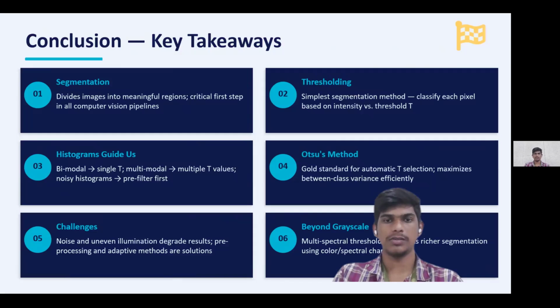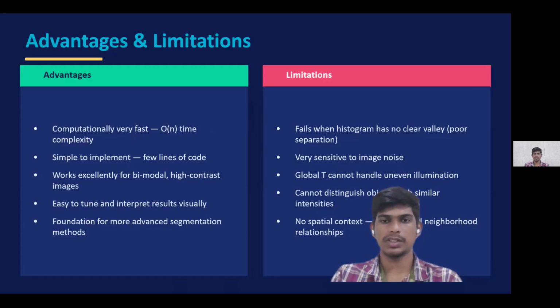Coming to limitations, it fails when the histogram is not clear, and it is very sensitive to image noise, so we have to remove the noise beforehand. It is also sensitive to uneven illumination, and it cannot distinguish objects with similar intensities. Another limitation is that there is no spatial context; it ignores pixel neighborhood relationships. These are the limitations.